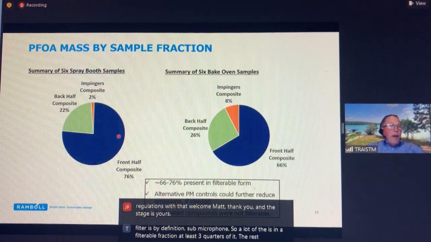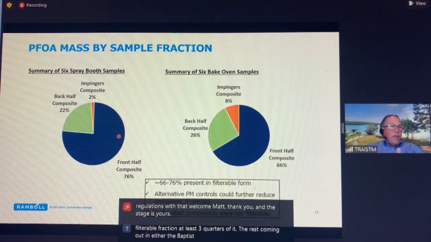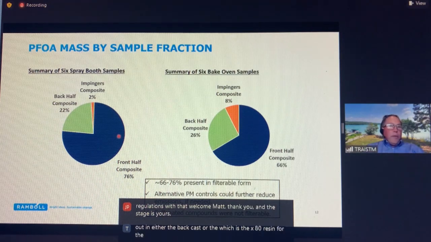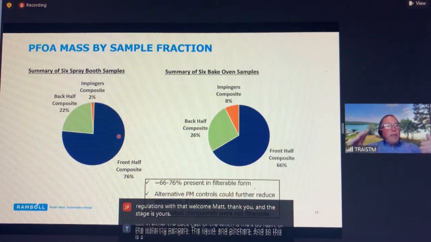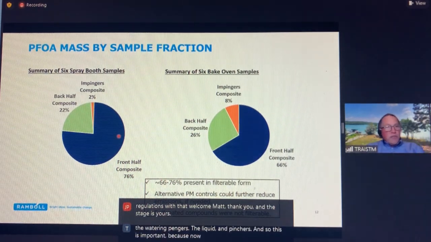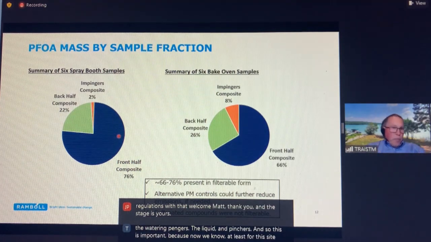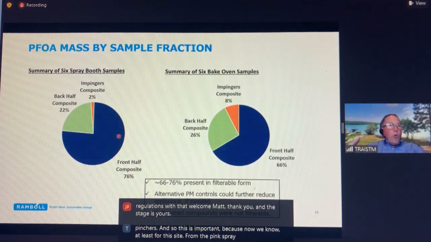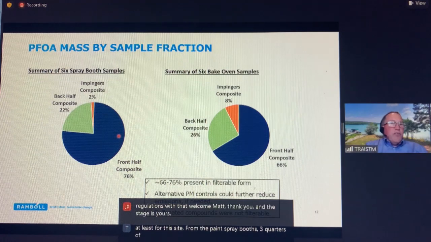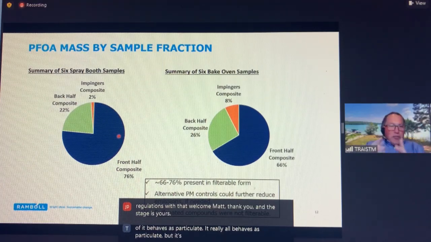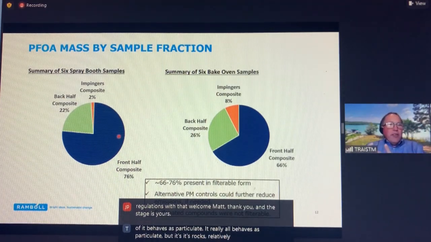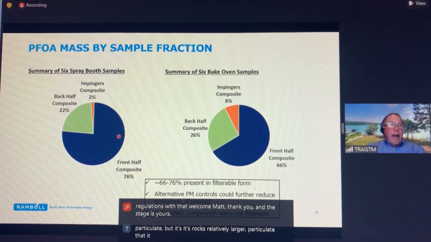The rest is coming out in either the back half, which is the XAD resin, or the water impingers, the liquid impingers. And this is important because now we know, at least for this site, from the paint spray booths, 3/4 of it behaves as particulate. It really all behaves as particulate, but it's relatively larger particulate that is capable of settling out.